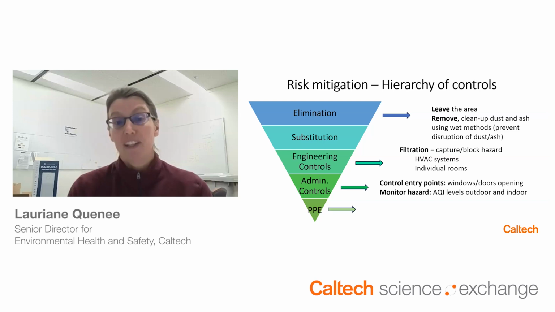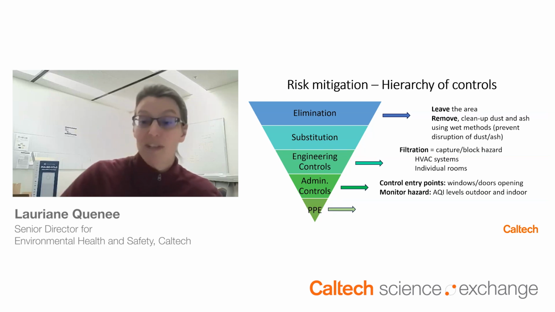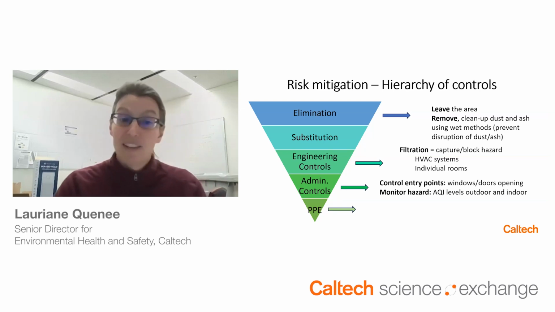And so to effectively put those controls in place, the next important step is to be able to monitor the hazards. And that's what can be done with monitoring air quality levels, either indoor or outdoor, to apply the best administrative control. The last layer of controls that could be applied to mitigate risk is PPE, personal protective equipment.